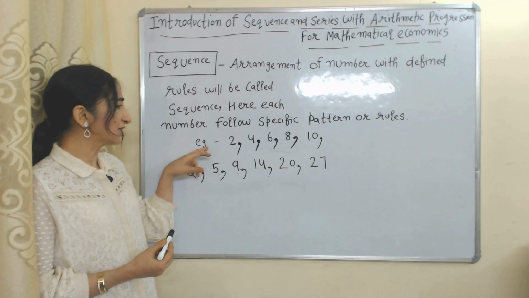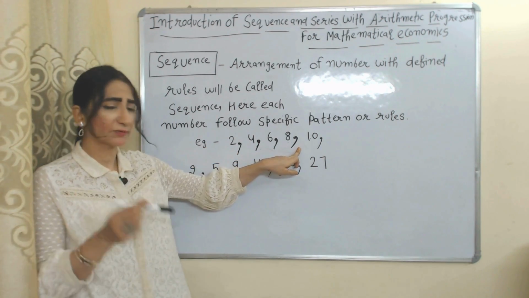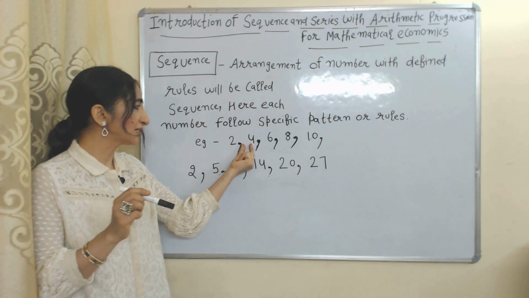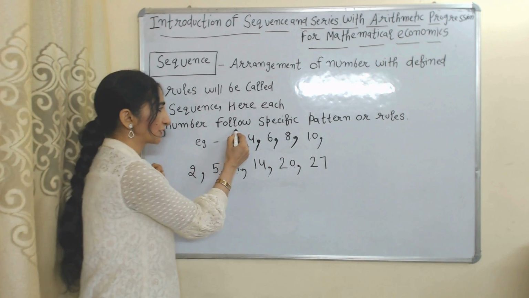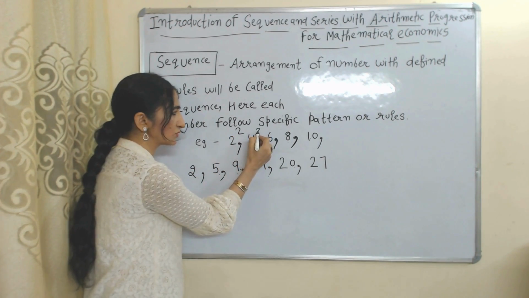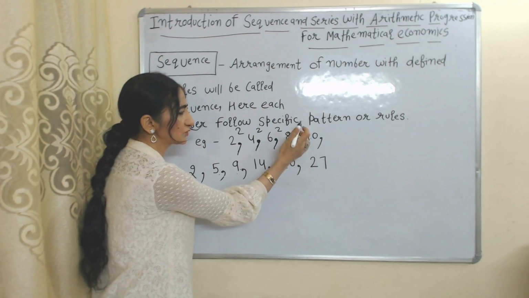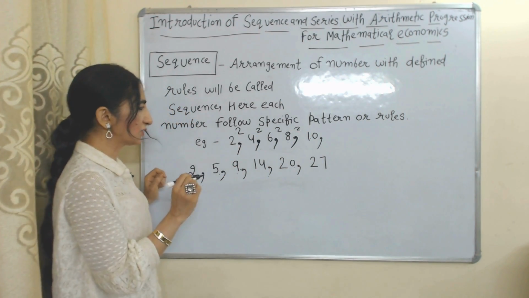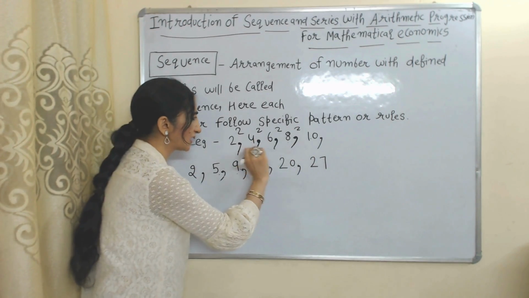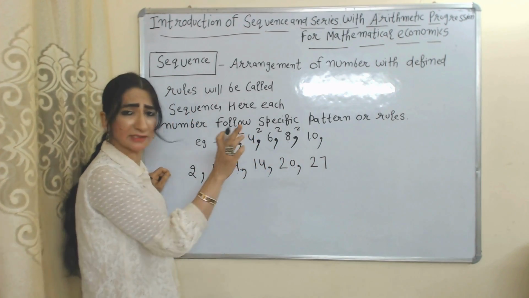For example, here you can see this is a sequence of equal difference 2. Difference between these two numbers is 2. Difference between these two numbers is also 2. Difference between these two numbers is 2 and difference between these two numbers is also 2. So here you can see these numbers are arranged with the rule of difference 2.